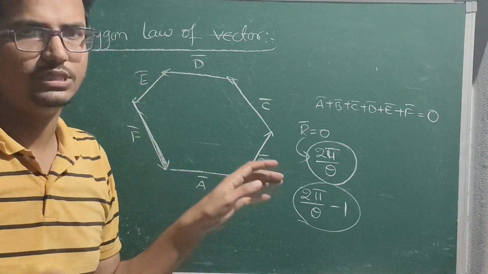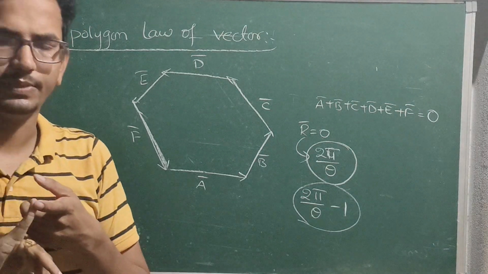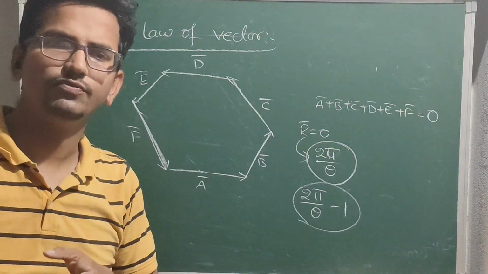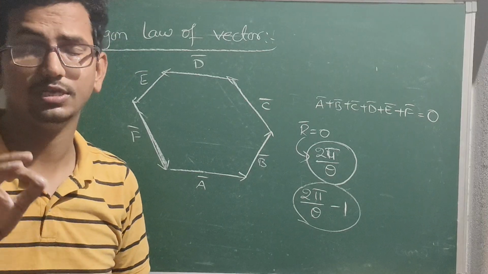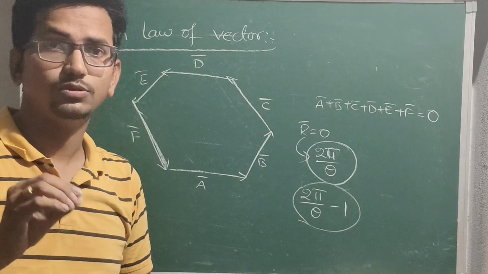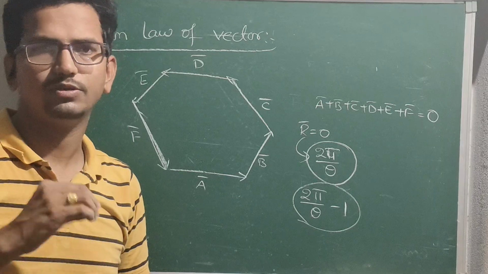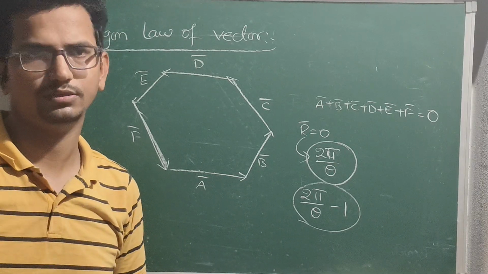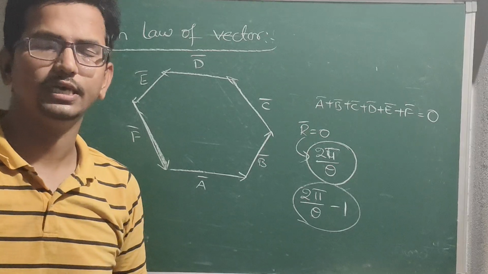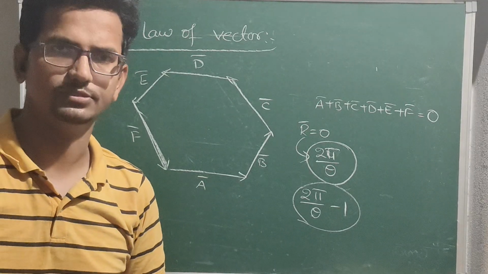In this video, we mainly discussed the parallelogram law of vector, the triangle law of vector and the polygon law of vector. The main topic is the parallelogram law of vector. R is equal to the square root of a square plus b square plus 2ab cos theta. The formulas are very important for doing the sums in IIT and NEET level examinations.